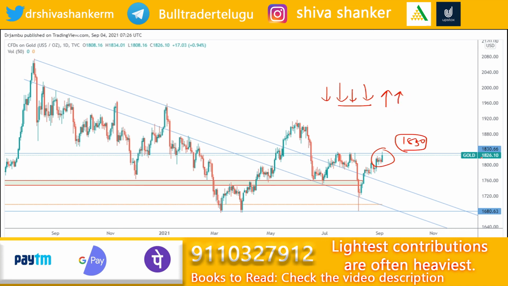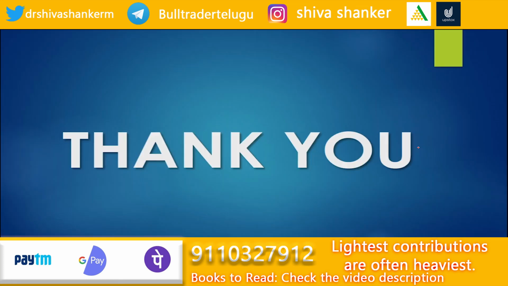And if it comes out of this 1830 level, we can expect a rally up to 1880 and 1920 level. So we can expect levels of 1880 to 1920 in the upcoming week. Or if markets move sideways or flat in the coming weeks, then we can expect gold to move in a range bound market. So this is about the Nifty, Bank Nifty and other sectors, and USD-INR, gold and crude oil.